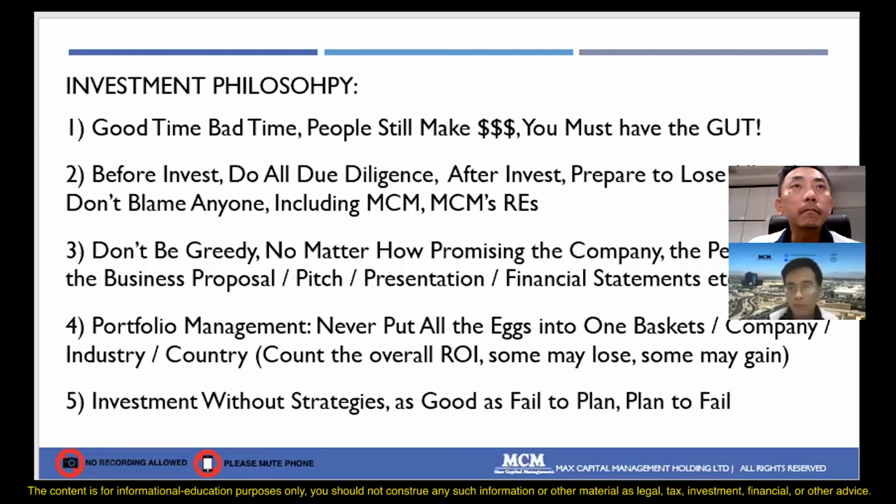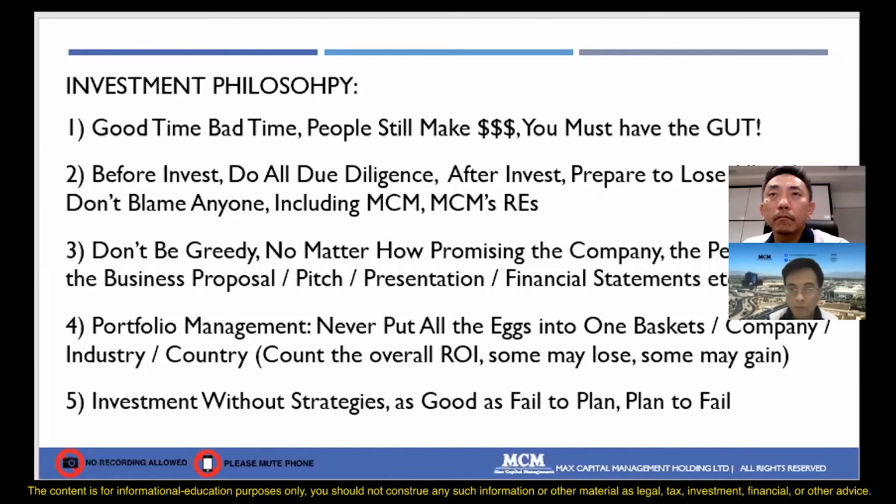And then the number third is don't be greedy. Some of the companies in the market are willing to promise you the moon and the sun, right? They tell you they can give you 50% per annum. It looks very attractive. But no matter how promising the company or the person or the business proposal is, make sure you don't be greedy. You judge the risk and reward. See whether it is viable for the company to pay the current return or not.